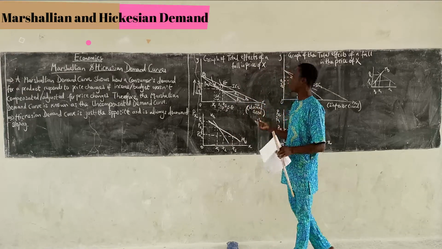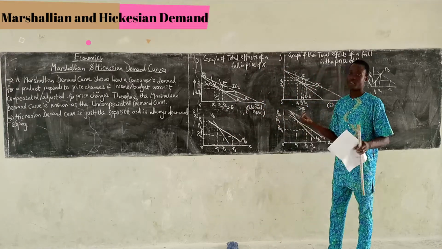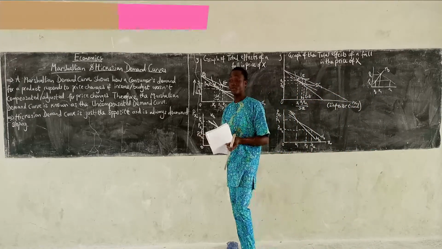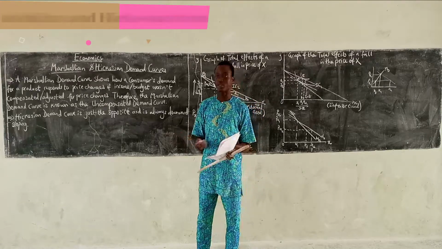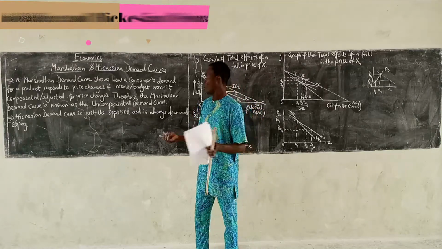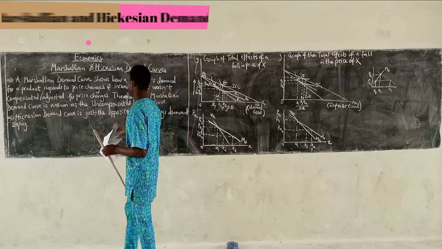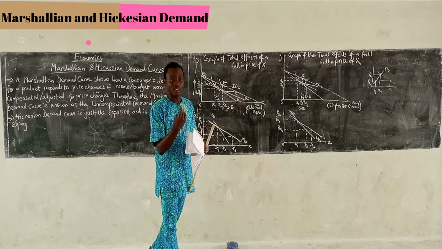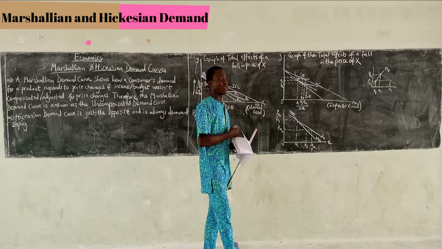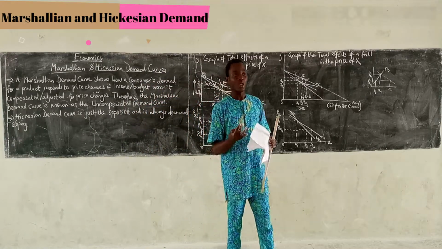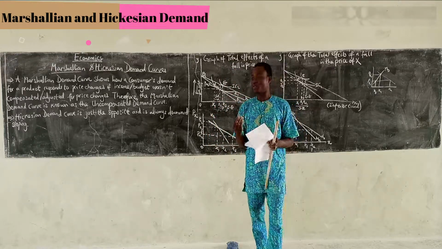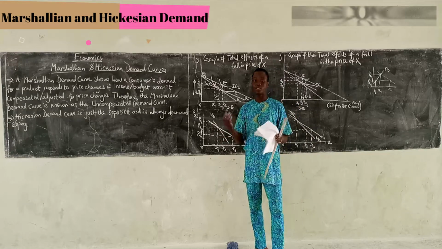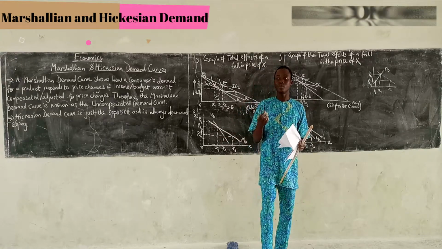After this class, we'll be moving into the mathematical calculations of the Marshallian and Hicksian demand curves. We'll be deriving the formula for doing the mathematical calculations, and it's really simple. For the Marshallian demand curve, recall that it is the uncompensated demand curve, right? So you are not maintaining total utility. The price has changed, income has changed.